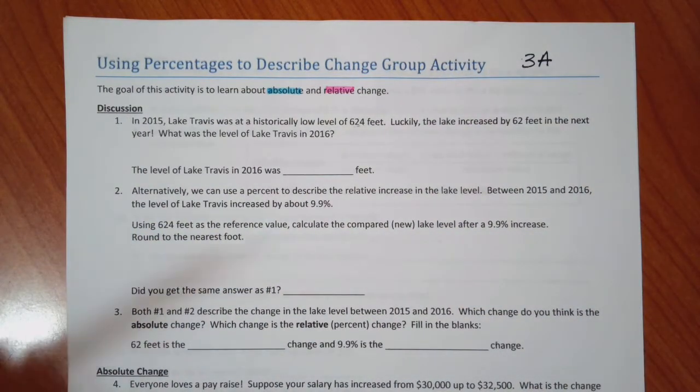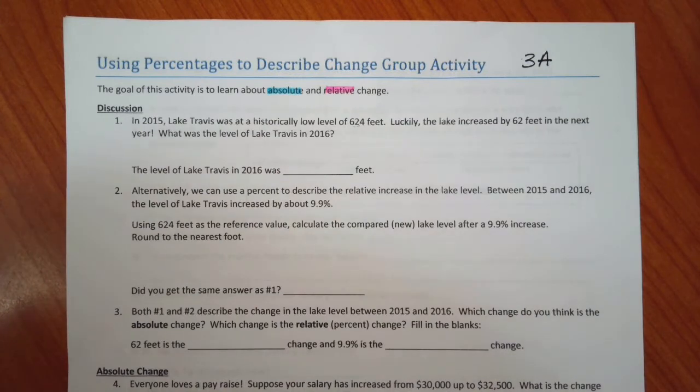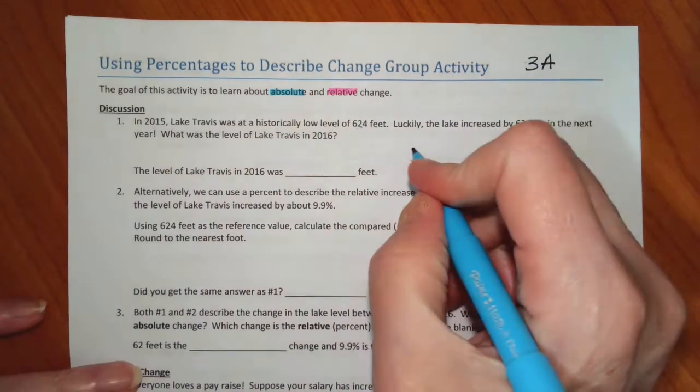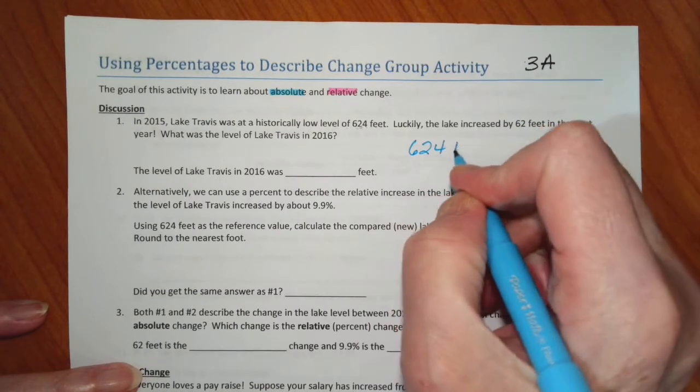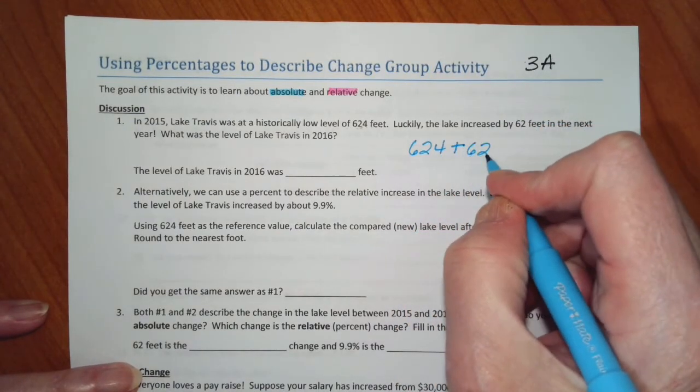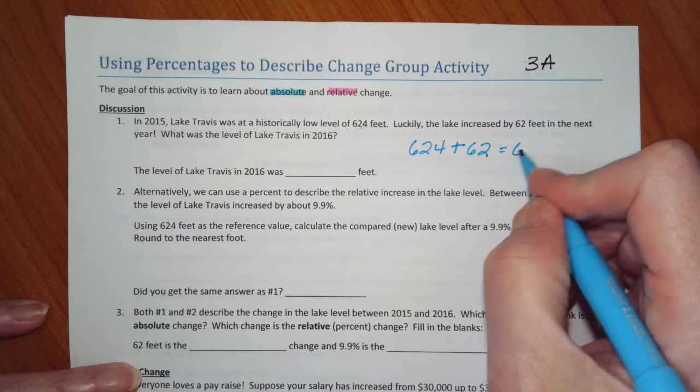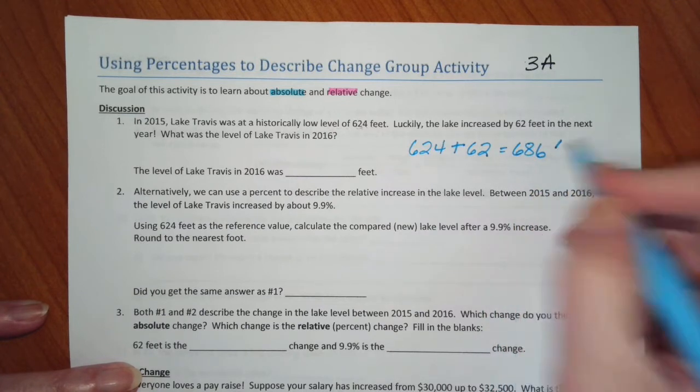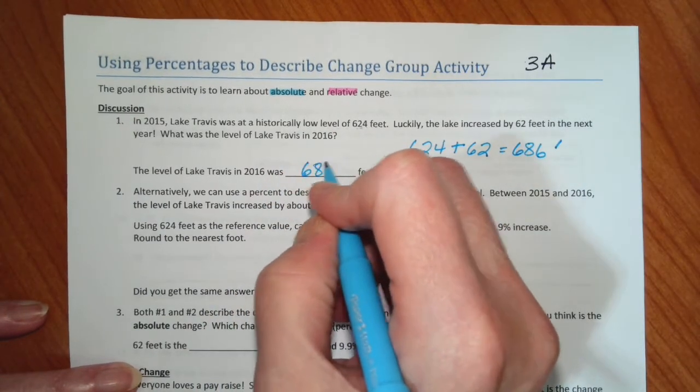All right, in 2015, Lake Travis was at a historically low level of 624 feet. I don't know if any of you remember that. It was bad. Luckily, the lake increased by 62 feet in the next year. What was the level of the lake in 2016? Okay, well, of course, that's going to be easy to find. We're just going to take 624 plus 62, and that's going to give us 686 feet.